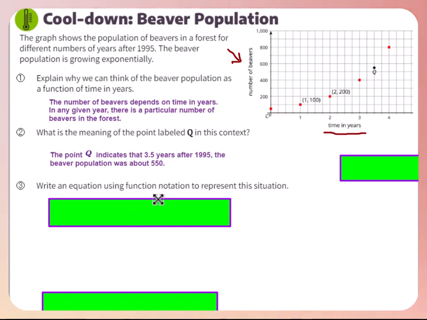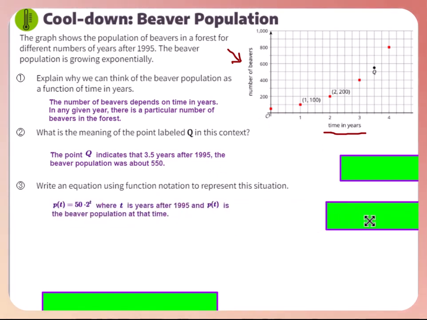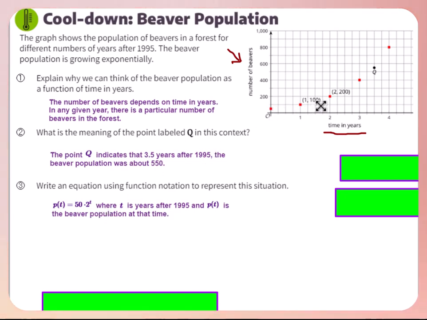Now write an equation using function notation to represent the situation. So we start at 50. Okay, we're doubling it each time, 50 to 100. Look at the y values. Doubling it again to 200. Then this should be, in year 3, 400. And then in year 4, 800. Okay, so 50 times 2 to the t, where t is the years after 1995, and P of t, or the output, or y, is the beaver population at that time.